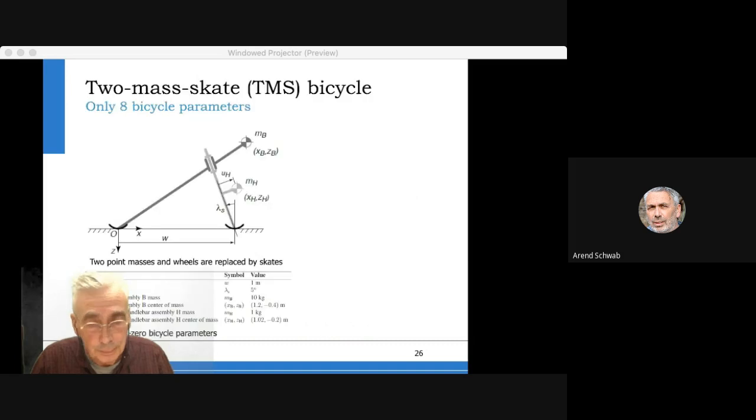So what do we do? Well, we make it even simpler. We make what we call a two-mass-skate bike, where you have only 8 parameters. The 8 parameters are: you have a wheelbase, you have a tilted steer axis, you have a mass and a position of the mass on the rear frame and on the front frame. And as you can see, it has no gyroscopic effect because it's on skates, and it has no trail because the steering axis hits the ground in the contact point.